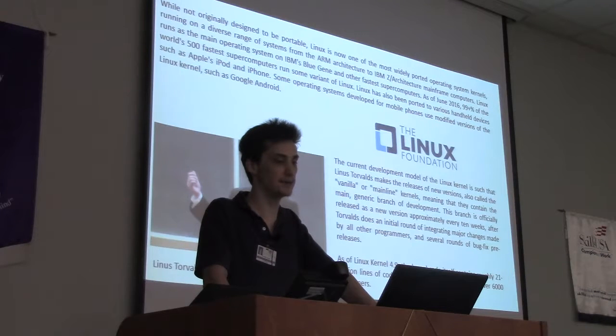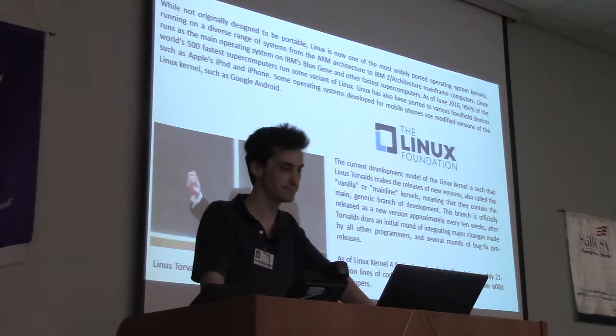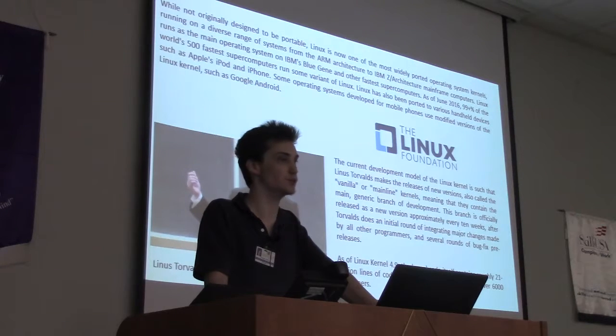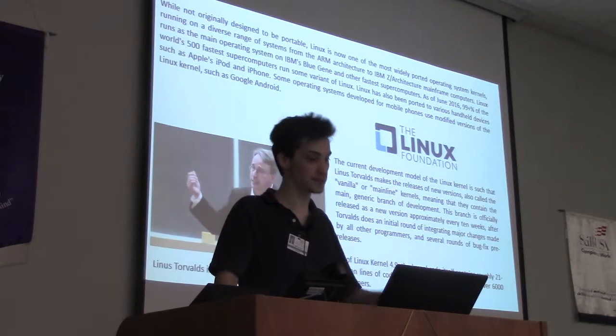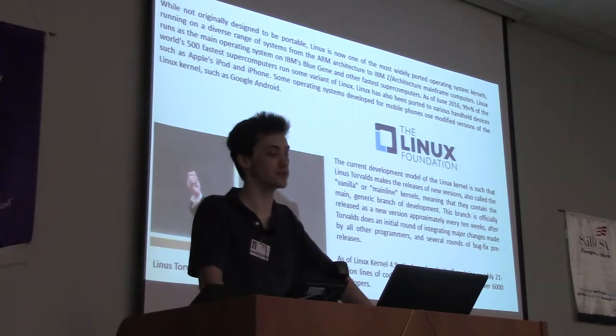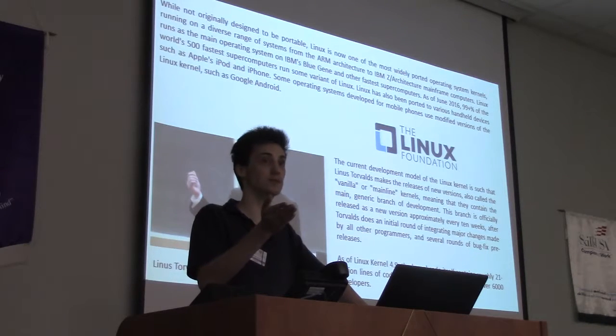From the ARM architecture to IBM Z architecture mainframe computers. Linux runs as the main operating system on IBM's Blue Gene and other fastest supercomputers. As of June 2016, 99% of the world's 500 fastest supercomputers run some variant of Linux. Linux has also been ported to various handheld devices, such as Apple's iPod and iPhone, I assume without the support of Apple itself. Some operating systems developed for mobile phones use modified versions of the Linux kernel, such as Google Android. Do your guys' phones run Android?